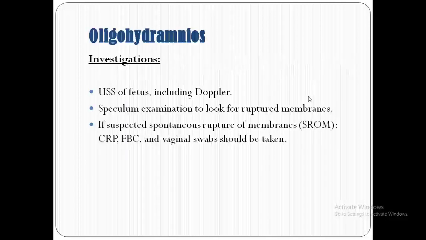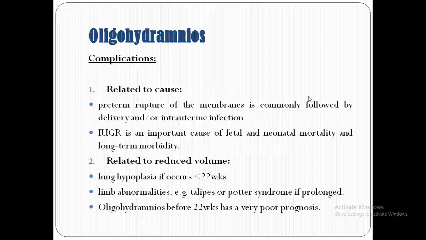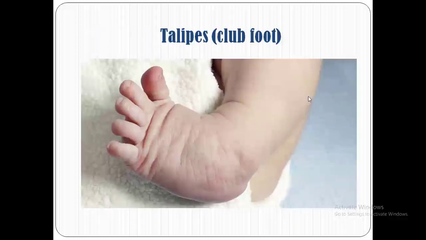Alright, so how do we investigate? We request an ultrasound, and the ultrasound gives us measurements of the amniotic fluid and its amount. Okay, so the complications, some are related to the cause. For example, if the cause is preterm rupture of membranes, then this is usually followed by delivery. If it is caused by IUGR, then we can expect that the baby is not going to be well, and it's going to have long-term morbidity.